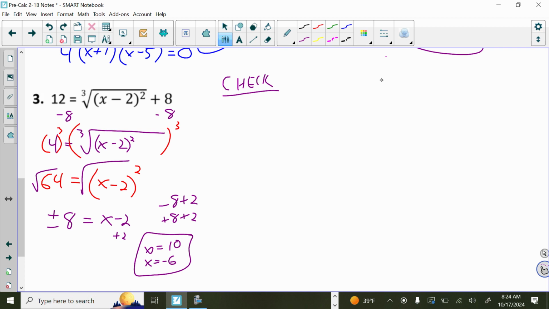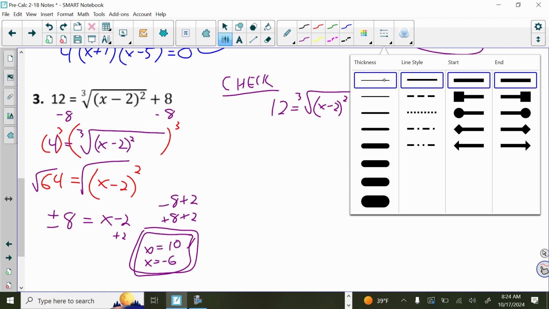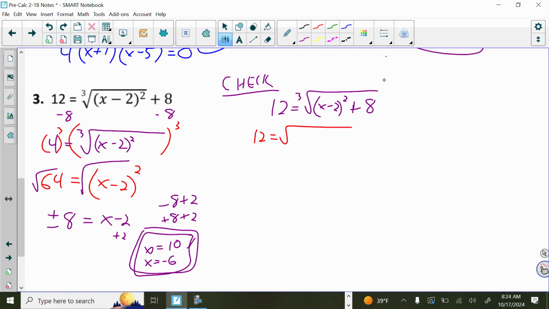So we've got to put them back in the equation. So we go ahead and do that, and we get 12 equals the cube root of x minus 2 squared plus 8. So I'm plugging these values in for my x, these values down here. So let's start with 10. I'll use red to do it. Okay, 12 equals the cube root of 10 minus 2 squared in here plus 8. Oh, and I made a mistake there. Let's erase, because this plus 8 is not in the radical.